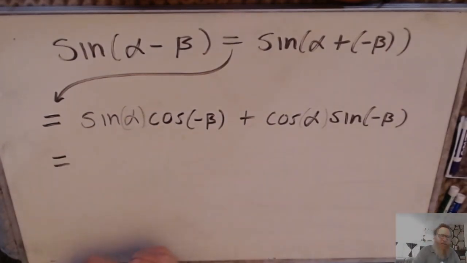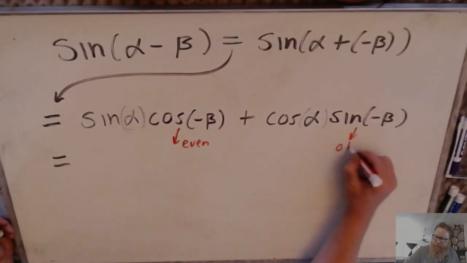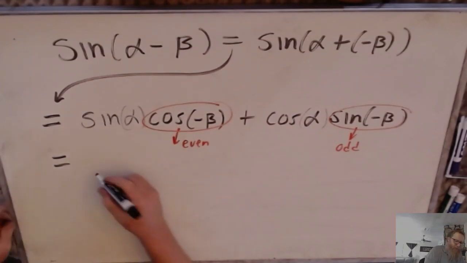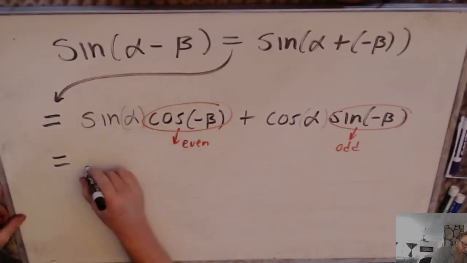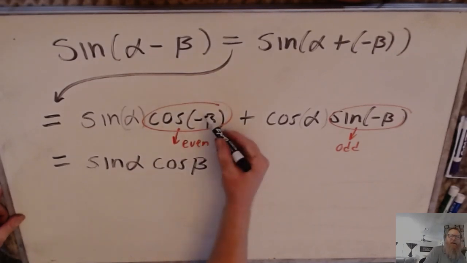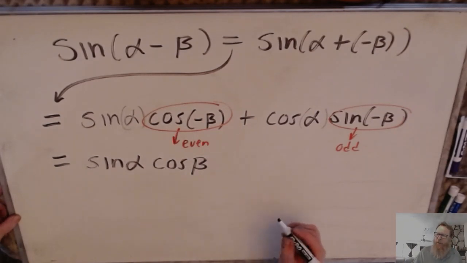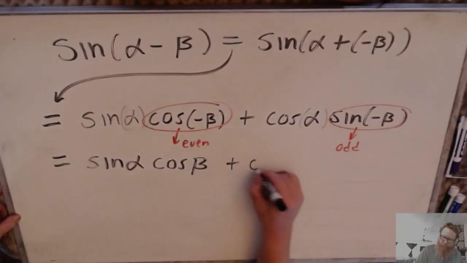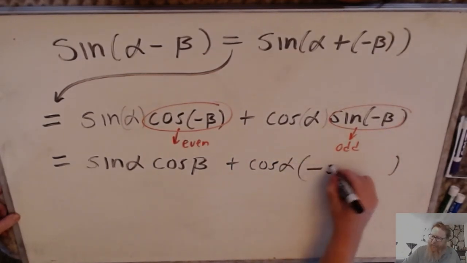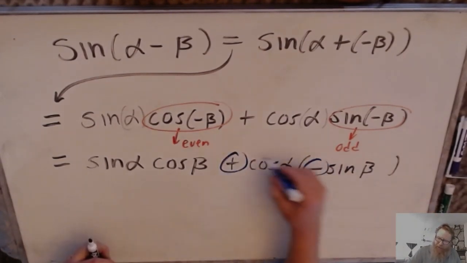Here comes those evens and odds again. Cosine is even. Sine is odd. Remember, an even function basically swallows up the negative and you don't even see it. It's like cosine of a negative is just the same as cosine of the positive angle. This one changes to negative sine of beta. And remember, you're multiplying a positive and a negative.